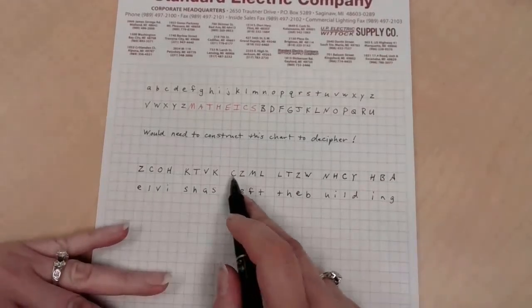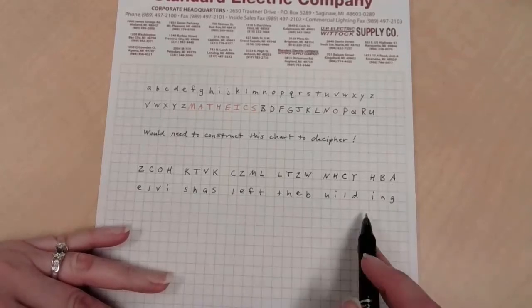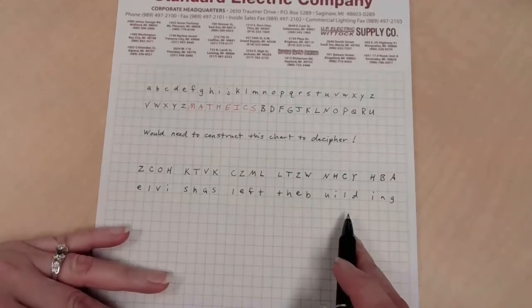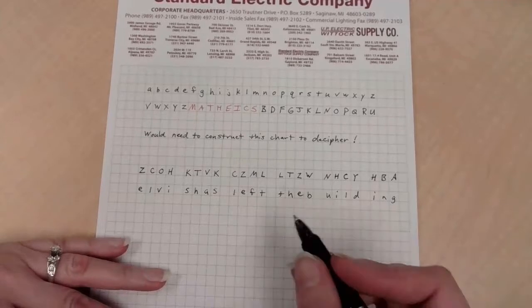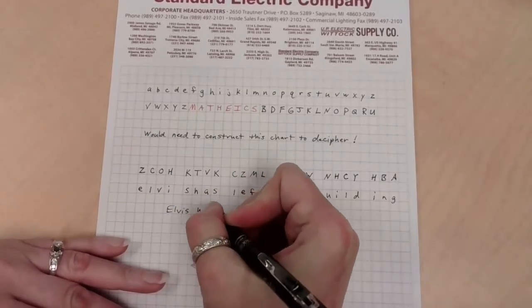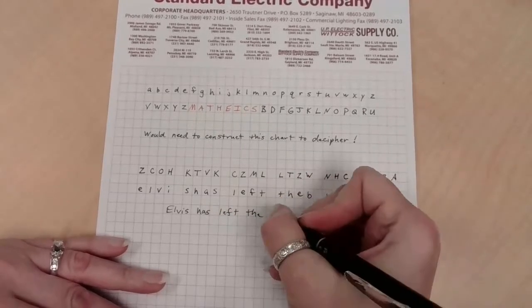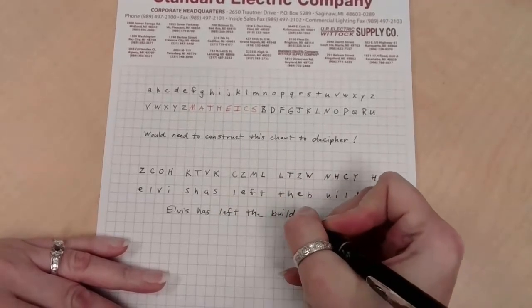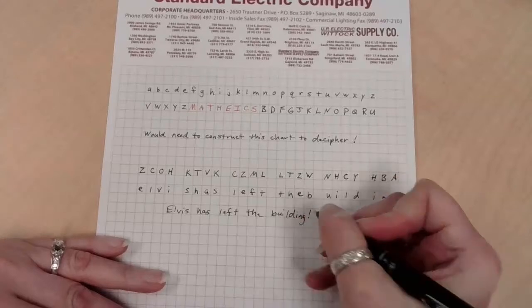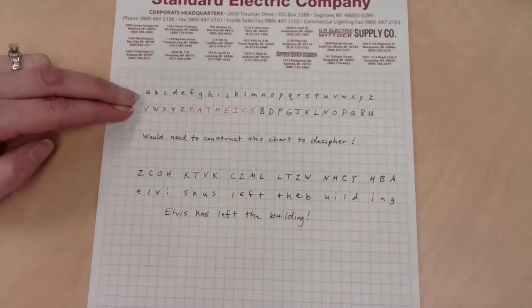Again, we use uniform blocks of letters to disguise the message. Obviously, these things, most of them, except for that one, aren't words in and of themselves, but if you put it all together, you will see, ladies and gentlemen, that Elvis has left the building. That's our message. Elvis has left the building. Ta-da! Deciphered.